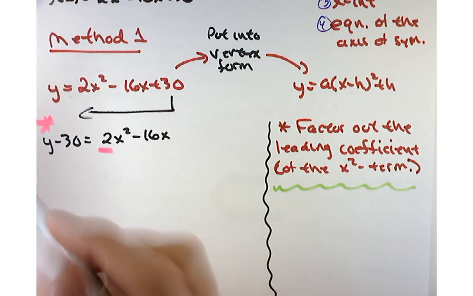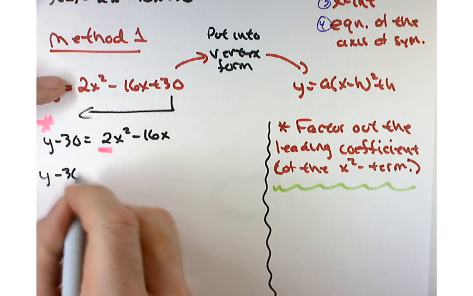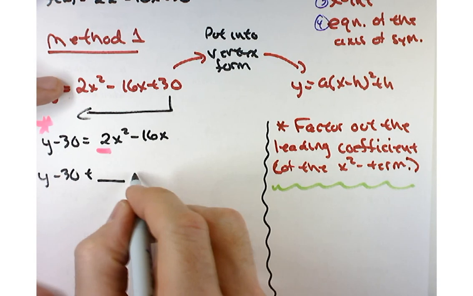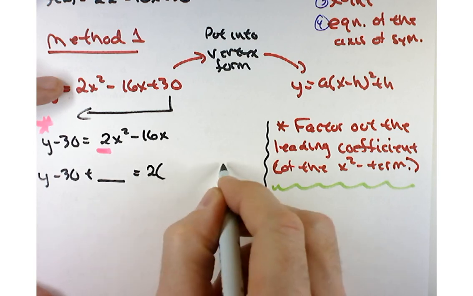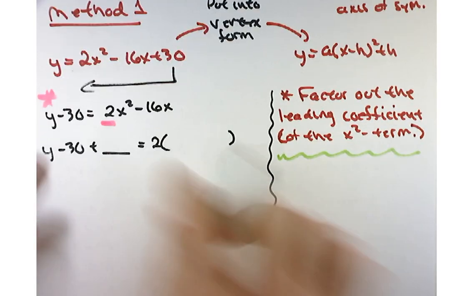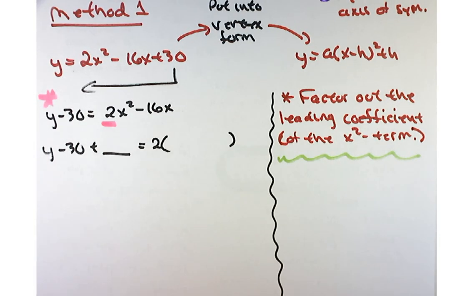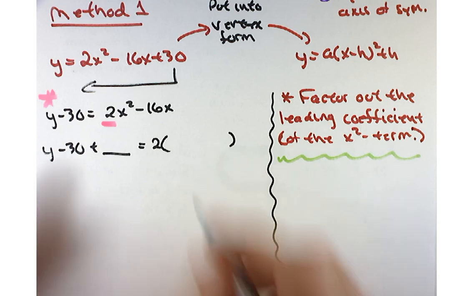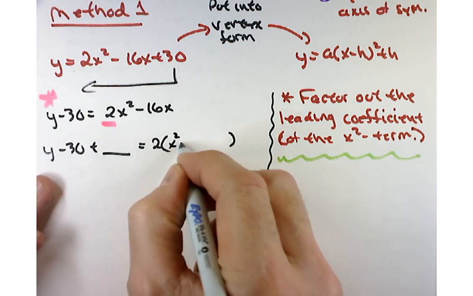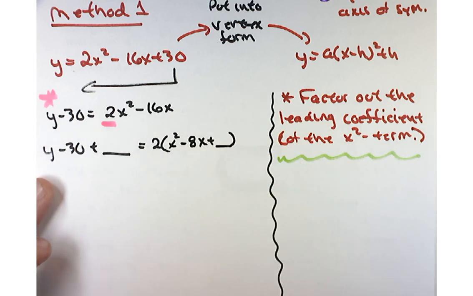So that's going to leave me with y minus 30 plus something equals 2 times something. Well, the question is, if I factored out a 2 from both of these terms, what's left behind? X squared minus 8x. And let me put a little plus something in here, because this is that number to be named later.